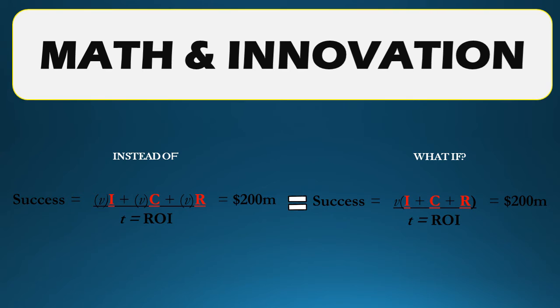And a lot of logic and innovation is about replacement, and it's actually built into math. So logic and math intertwine. If you look at algebra, in the left hand corner you see V of I plus V of C plus V of R is equal to $200 million. That's actually equal to, you can replace that with V of (I plus C plus R). It's the same thing, right?